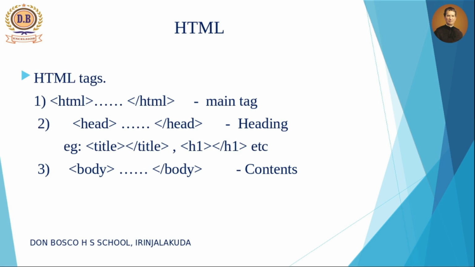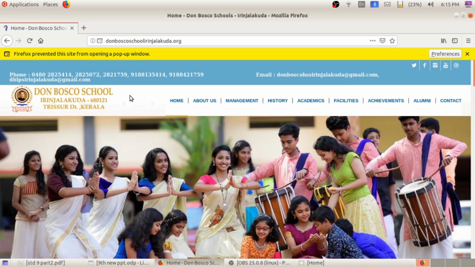Now I'm going to show a sample HTML code which is given in your textbook as activity 8.2. There is one picture, 8.3, with a sample code. So let's see how this main tag works, or how to create a web page. Before that, let's see about the HTML code.